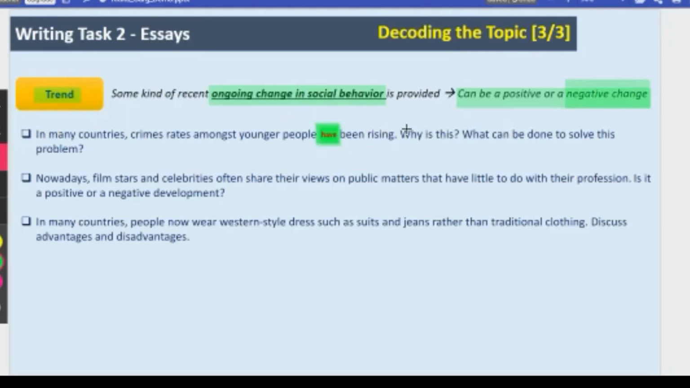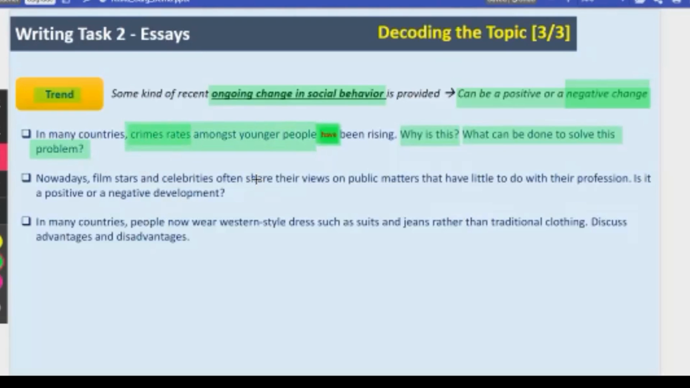So definitely they will be asking for some kind of solutions. Why is this so? They want to know the reasons. This will go to your body paragraph 1. What can be done to solve this problem? They want to know the solutions. What approaches can we implement so that this crime rate can be controlled, especially among the younger people. Always remember, the topic is not crime rates. The topic is crime rates among younger people.